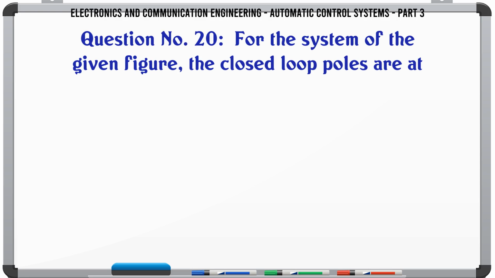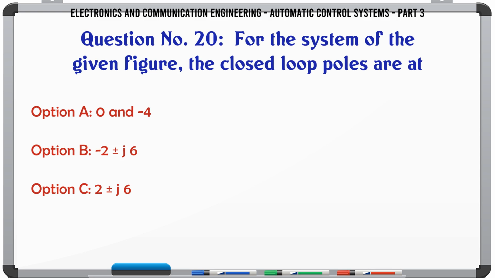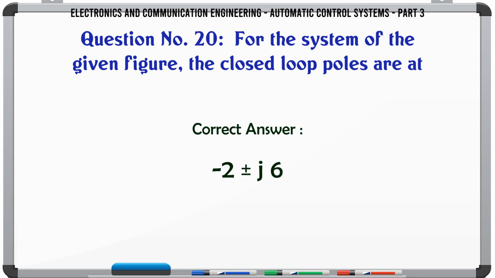For the system of the given figure, the closed loop poles are at A. 0 and -4, B. -2 ± j6, C. 2 ± j6, D. -3 ± j8. The correct answer is -2 ± j6.